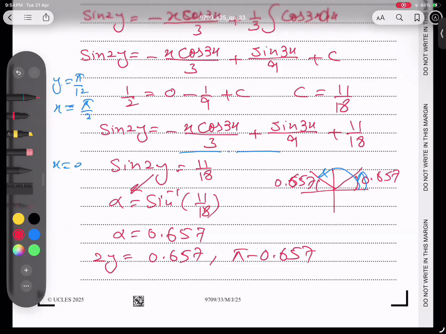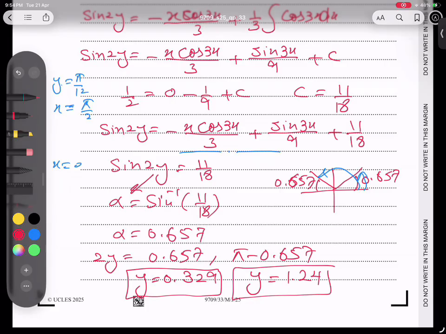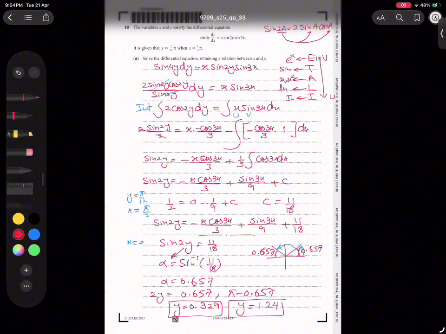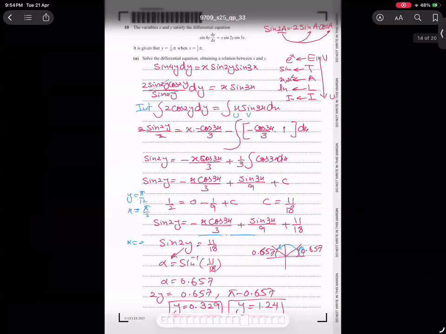So my first answer is coming to 0.329. What about this one, students? Again, 2 will divide the whole. So pi minus 0.657 and divide by 2. The answer turns out to be finally 1.24 radians. So I hope the concept of the question is completely clear.